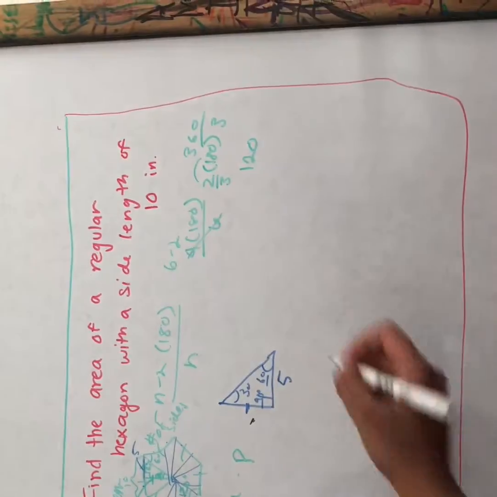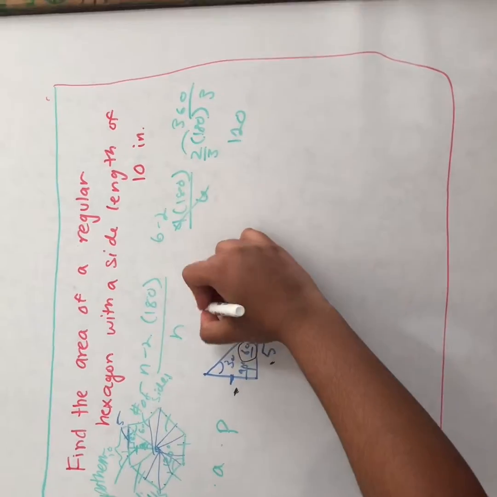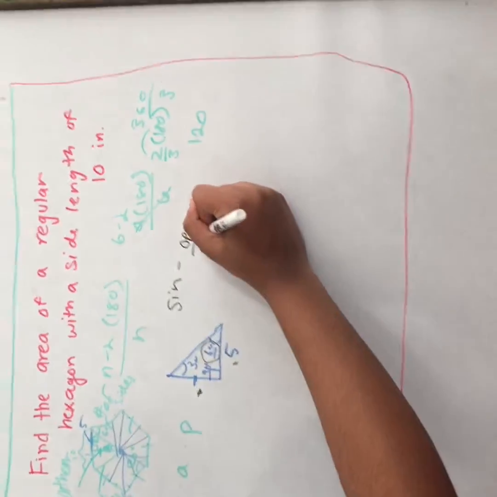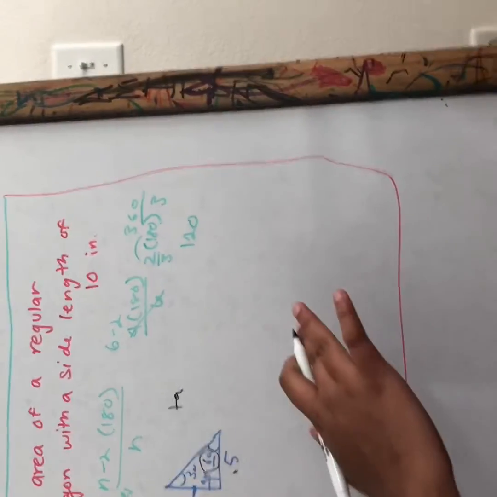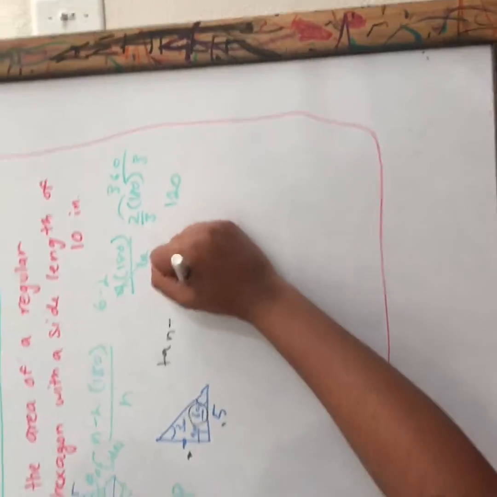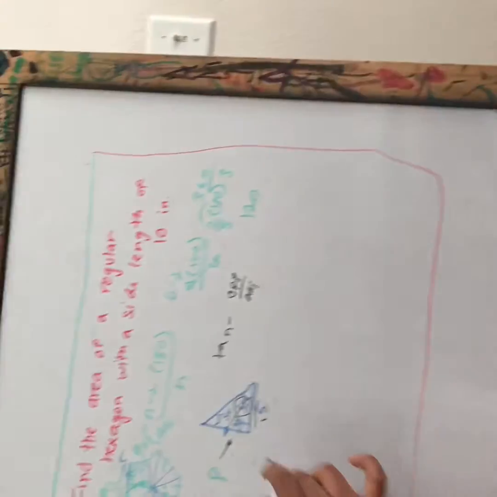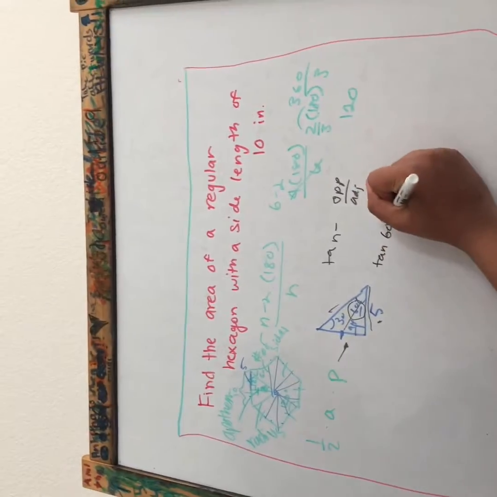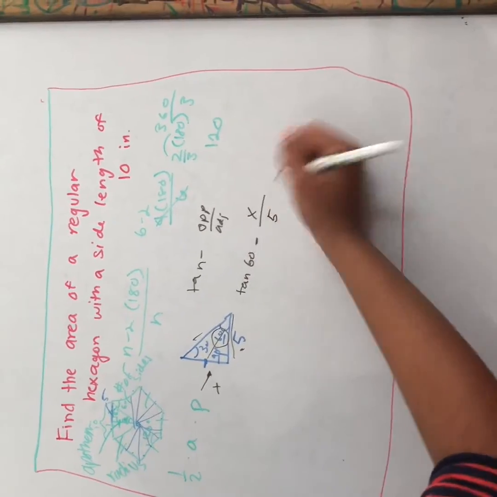Okay, so to find the apothem, we know this angle. So how do you find this over this? Well, sine is opposite over adjacent. Actually no, we're looking at tan. Sine is actually opposite over hypotenuse, so we're looking at tan. Tan is opposite over adjacent. So this is opposite because it's opposite to that angle, this is adjacent to it, and that's the hypotenuse. So tan of 60 is going to be x over 5.